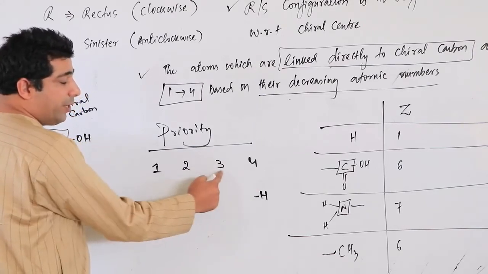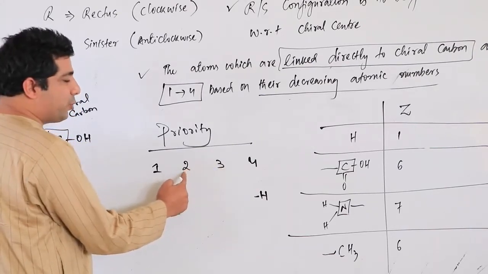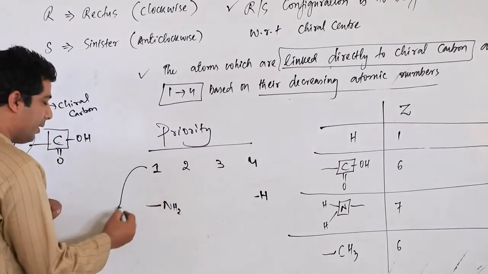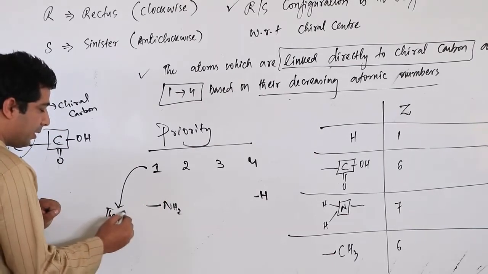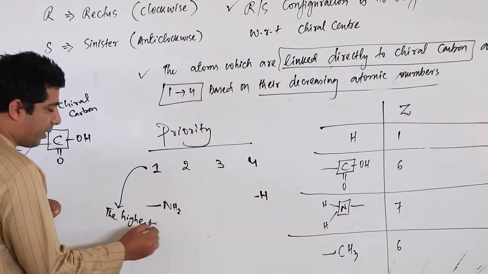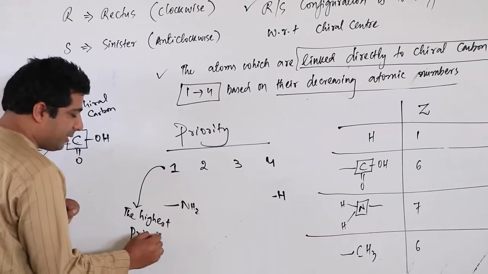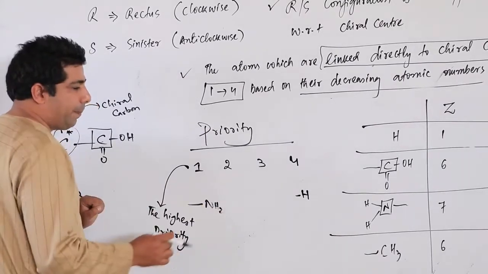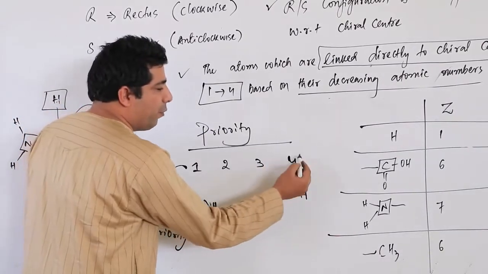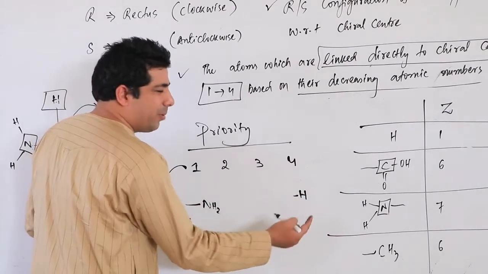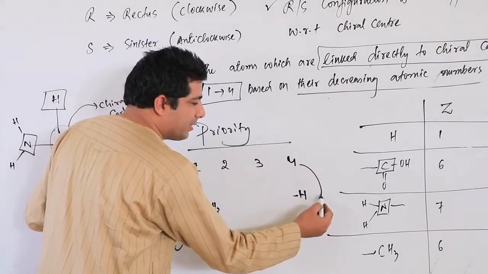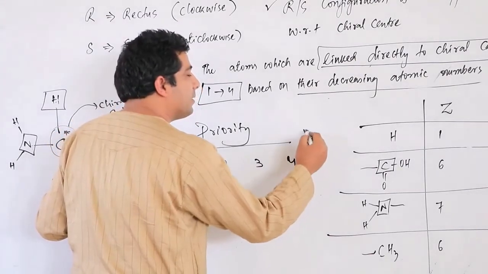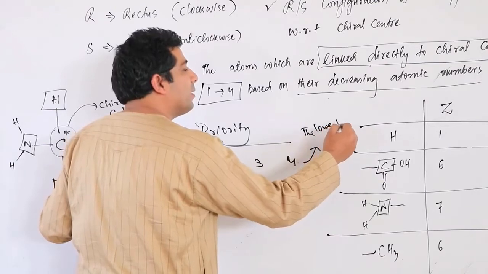But which two groups will take the position of 2 and 3? Because our numbering should be from 1 to 4. And this 1 you should remember is known as the highest priority in terms of atomic number. Highest priority basically here means this nitrogen has the highest atomic number, means this NH2 group. Now if you talk of the 4, hydrogen has basically the lowest atomic number. So this 4 is taken as the lowest priority.